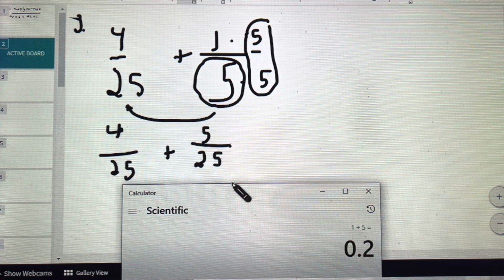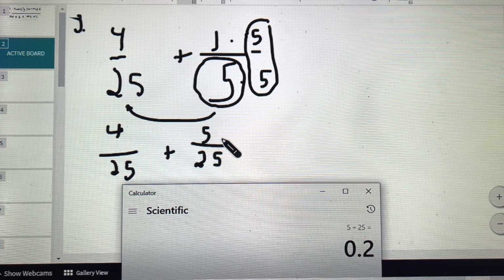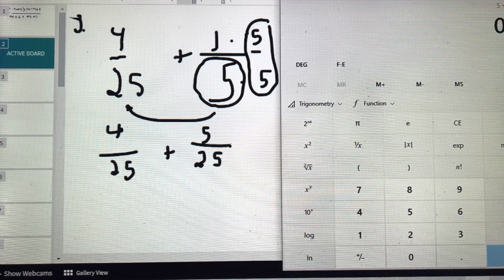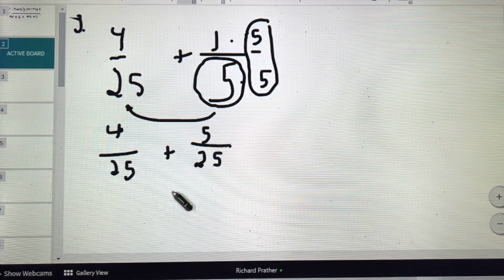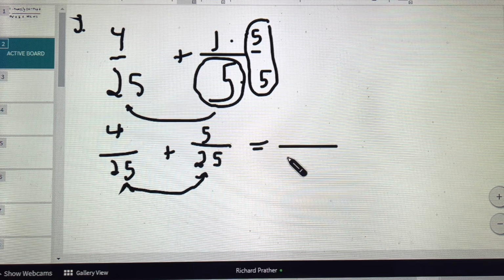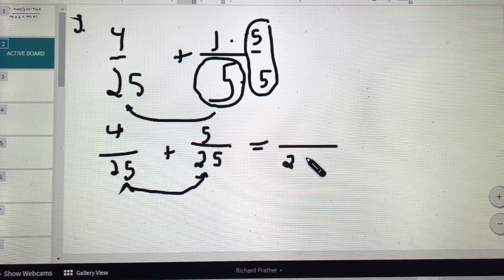If I type in this new one, 5 over 25, it's also 0.2. So they are equivalent. I haven't changed anything. It looks totally different, but it's not different. We need these to match each other, otherwise we can't add them. Fractions don't add, or subtract, unless the denominator is the same, and then if they are the same, it stays the same.